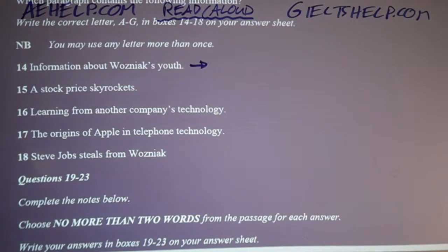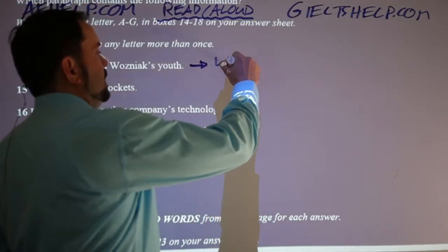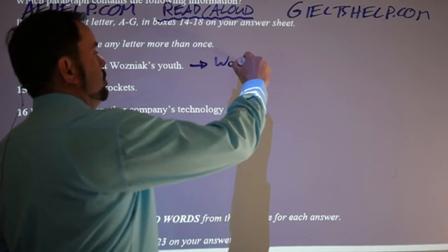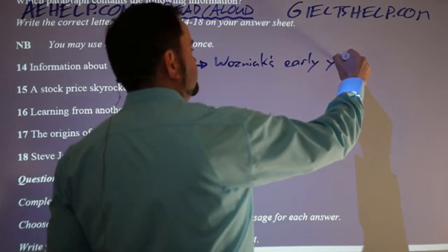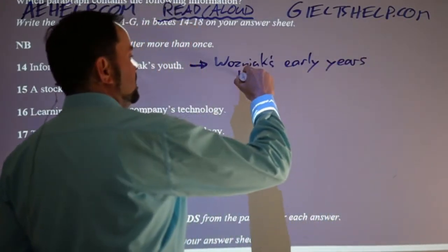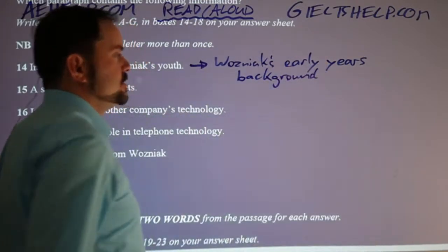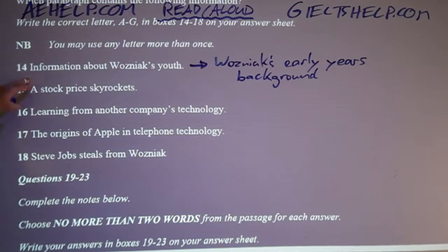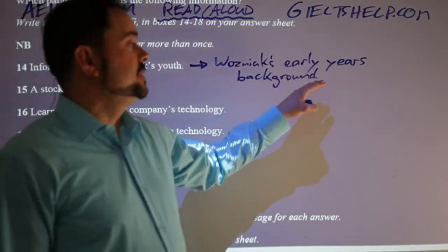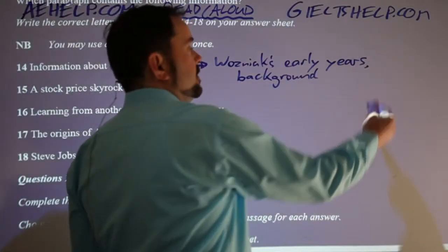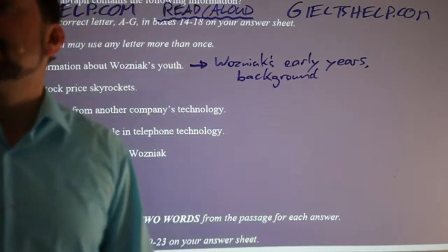All right, so information about Wozniak's youth. I would paraphrase this at home as Wozniak's early years, or simply background. Okay, so when I'm studying at home and I see this kind of a statement, I would say, okay, it's Wozniak's early years. It's Wozniak's background, right? So prior to his adulthood, okay?